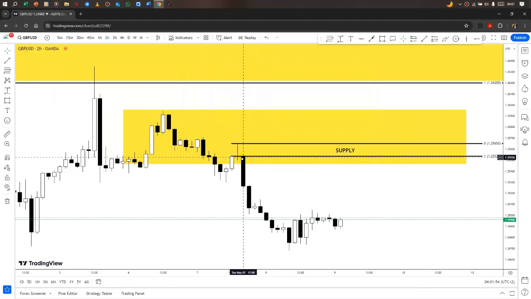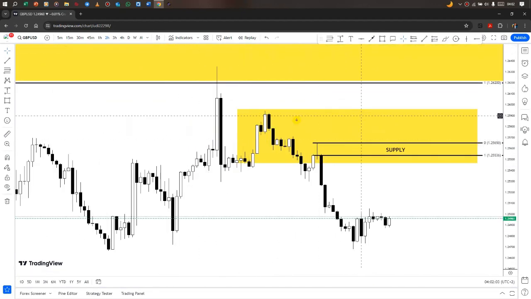So this is the supply zone that I found on GBPUSD. As you can see, it's a low risk zone with 11.5 pips. It's within our daily supply zone. Okay, so we should expect the GBPUSD to drop from this area here.